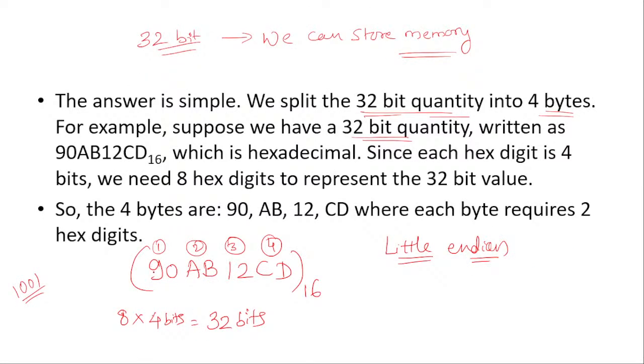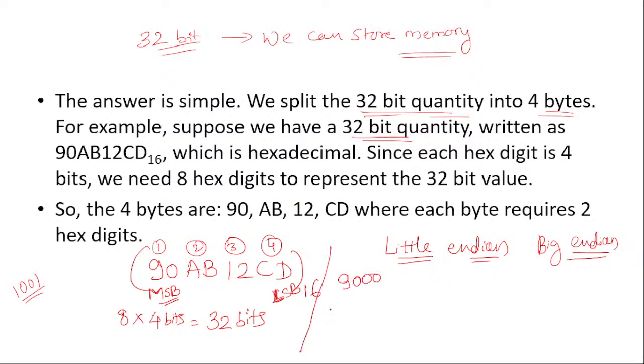Most significant byte. Okay, most significant means this one, the most significant byte, MSB. This is the most significant byte, and this is the least significant byte, LSB. So what big endian says is: store the most significant byte at the lowest address. Suppose I have a memory address.